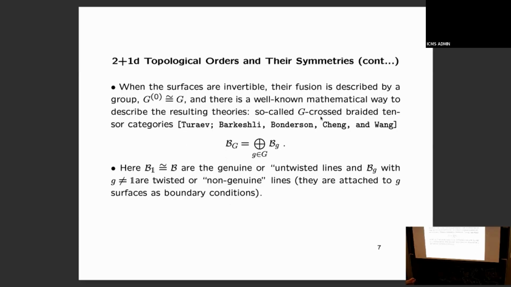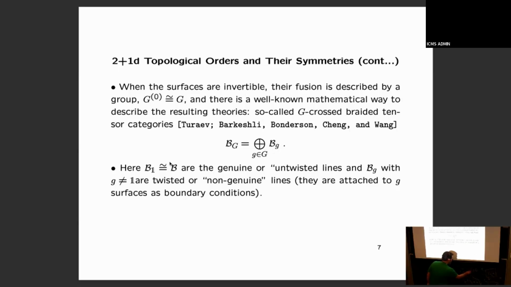And the idea is that in these G-crossed categories, you can write a kind of grading, which I'll call B sub G. That grading is by the group elements in G. And the trivial component, B sub 1, is the so-called untwisted sector. That is the sector of lines that existed before you constructed these.